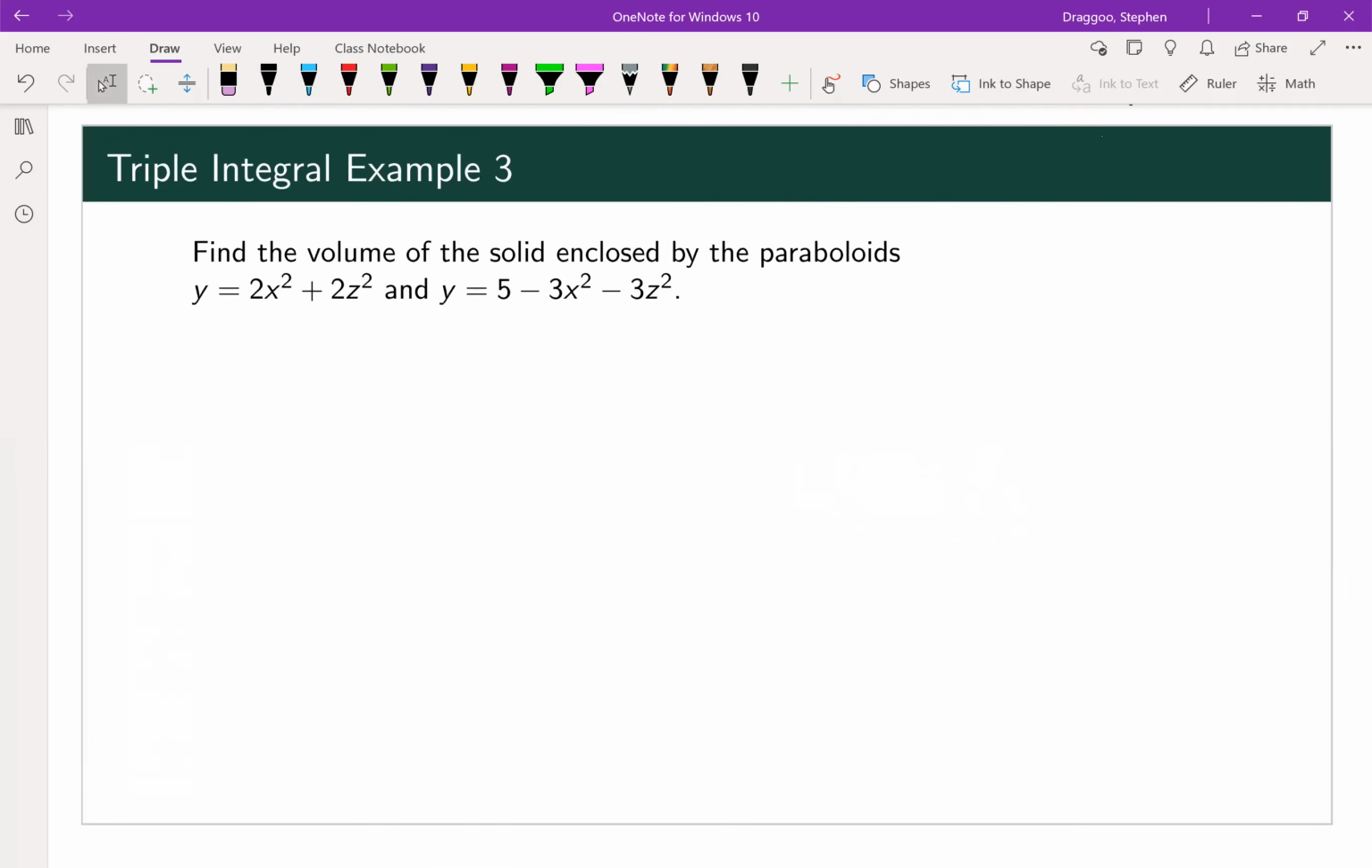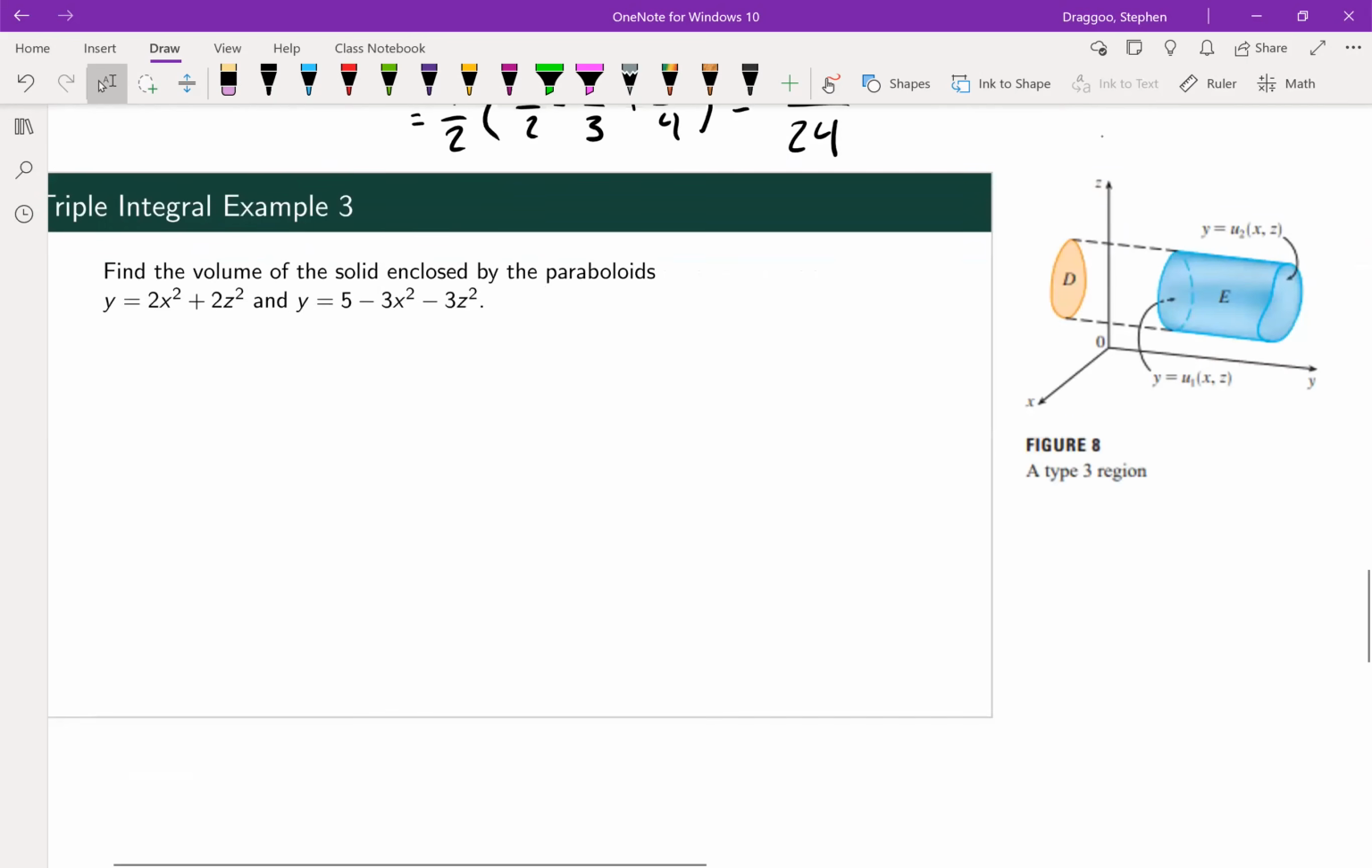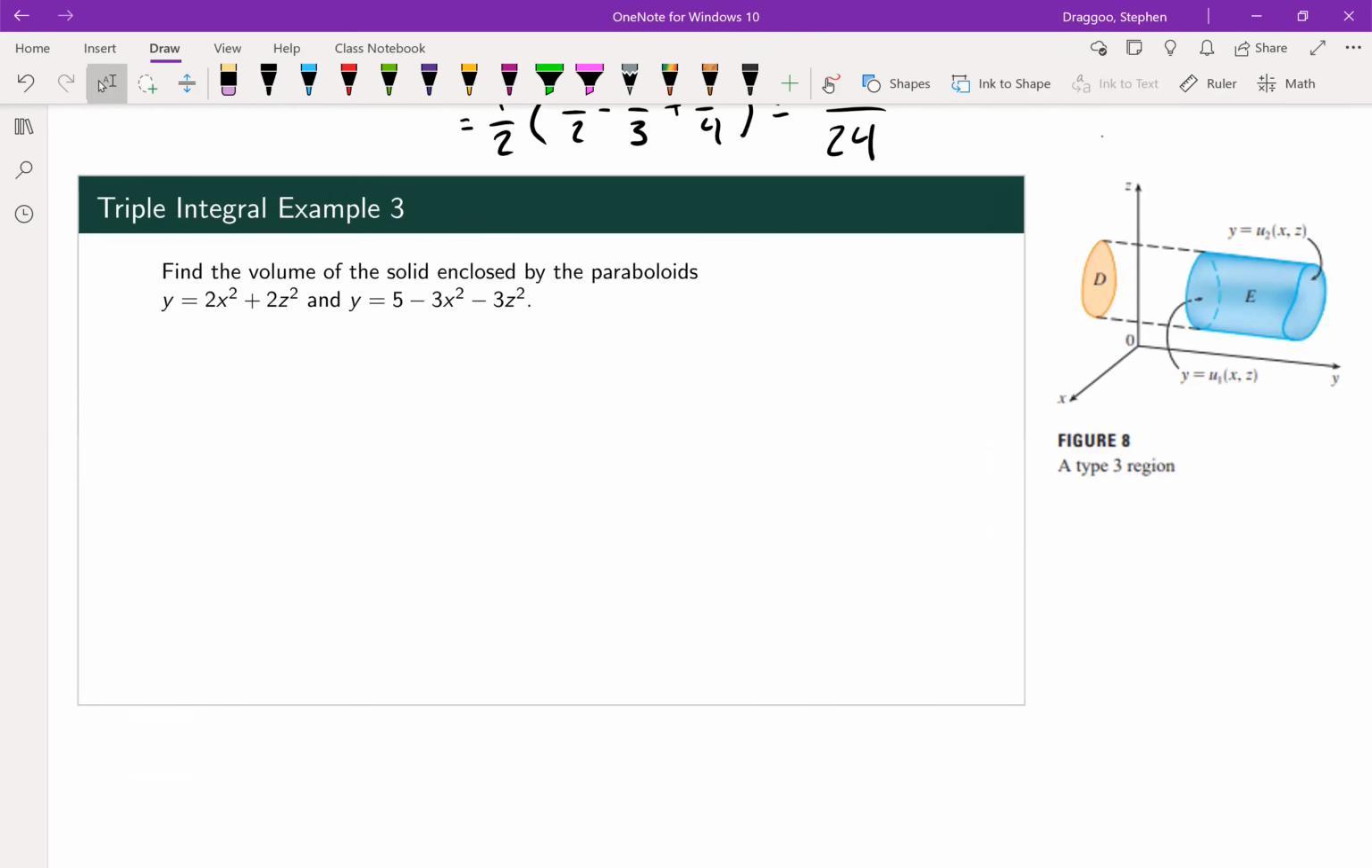Right, and let's check out the triple integral example 3, where I'll bring this picture in for a second. We want to find the volume of the solid enclosed by the paraboloids y equals 2x squared plus 2z squared and y equals 5 minus 3x squared minus 3z squared. The way that we're going to want to do that is going to be kind of similar to what we have in figure 3, but I should point out that the figure that's here is not exactly our shape.